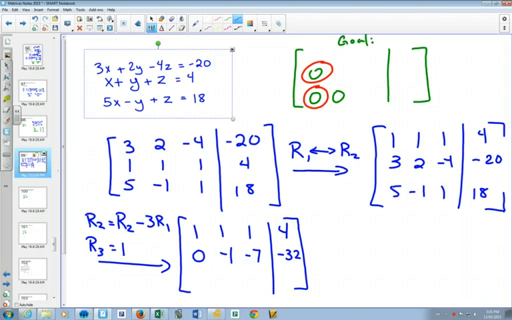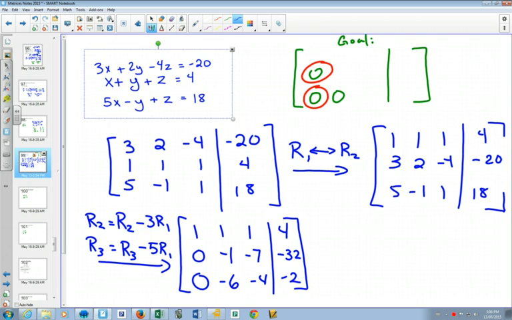And my row 3, I'm going to take my row 3 that I had and subtract 5 row 1s, because if I take what I have and I subtract 5 row 1s, I'm going to get 0. Negative 1 minus 5 gives me negative 6. 1 minus 5 gives me negative 4. And 18 minus 5 times 4, negative 20, will give me negative 2. So I'm able to get all the zeros in my first column that I want. Now I just need one more column to do.